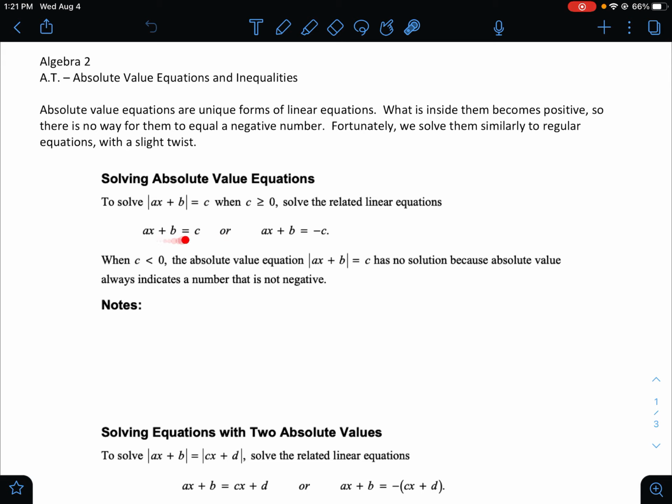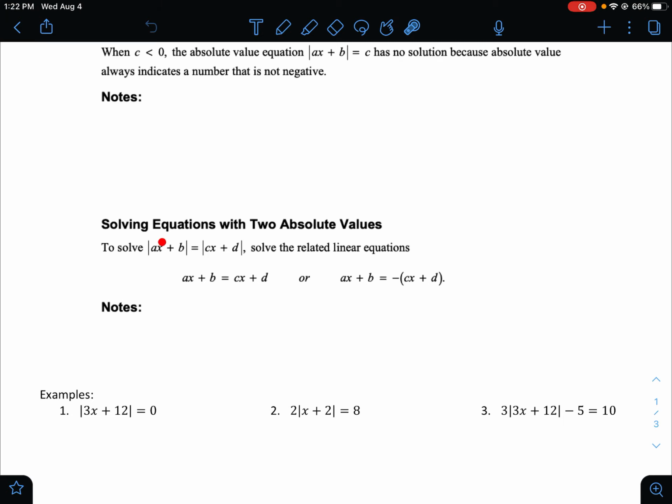If that is the case, because whatever is inside here can be positive or negative, we have to set each of these equal to a positive answer and equal to a negative answer. Now, you might be thinking, wait a minute, you said it can't be negative. Yes, the answer cannot be negative, but what's in here can be positive or negative. If this is -5, then I get 5. But if this is +5, I also get 5. So we have to set the inside of the absolute value equal to a positive number and a negative number, because the answer could be either one.